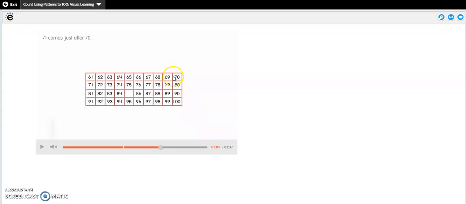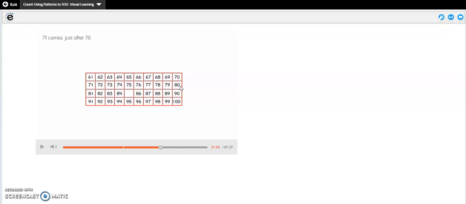All right, so last week we were talking about if we want to figure out what number comes after the number that's at the end of a row, where do we go? There's nothing right next to it. So what we do is we always go down to the next row to the beginning. Just like if we were reading. When we're reading a line, when we get to the end, we go down to the beginning of the next line. So 71 comes after 70.